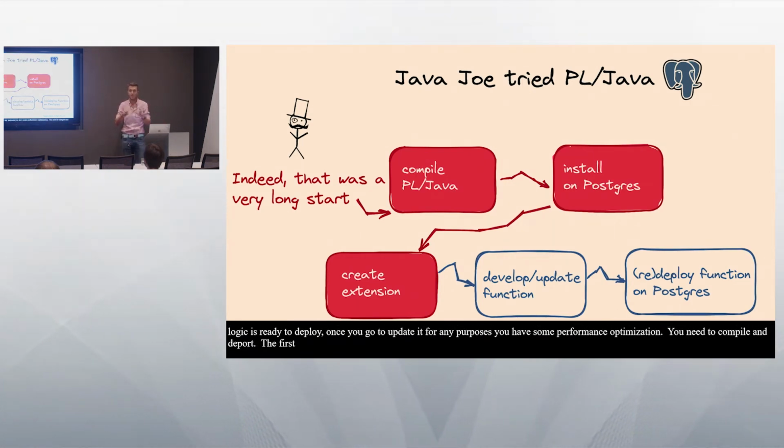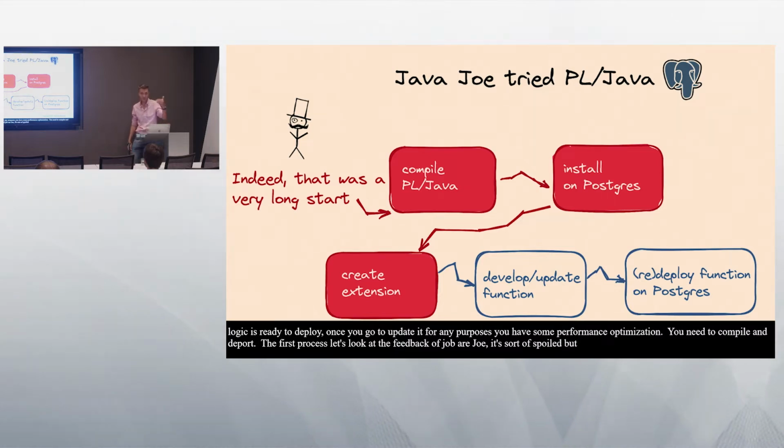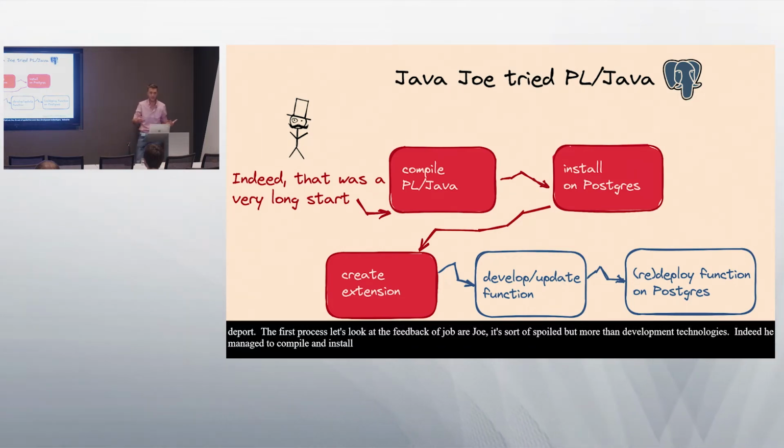And again, Java Joe is sort of spoiled by the modern development technologies, ORMs, etc. Indeed, he managed to compile and install everything in Postgres. He managed to install this extension, but it took time. It can take, let's say, 20 minutes, 1 hour or more. It actually depends on your operating system, on your machine.